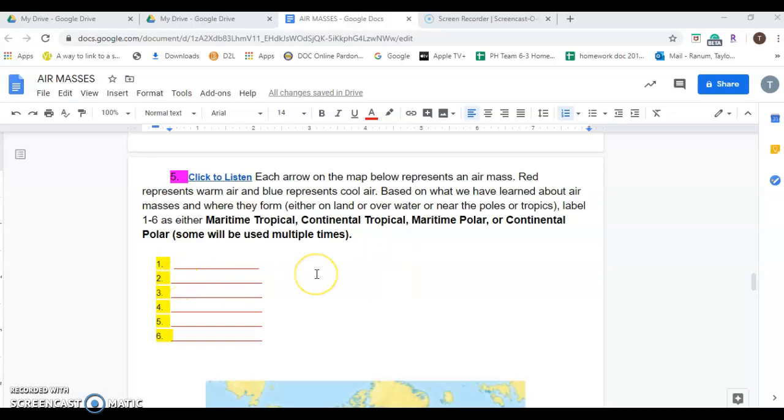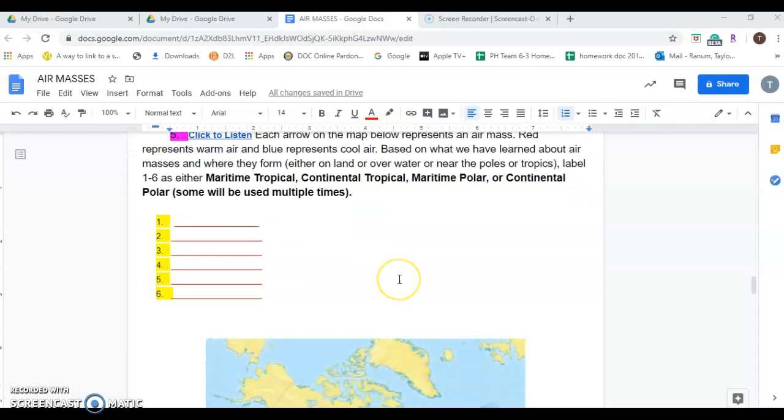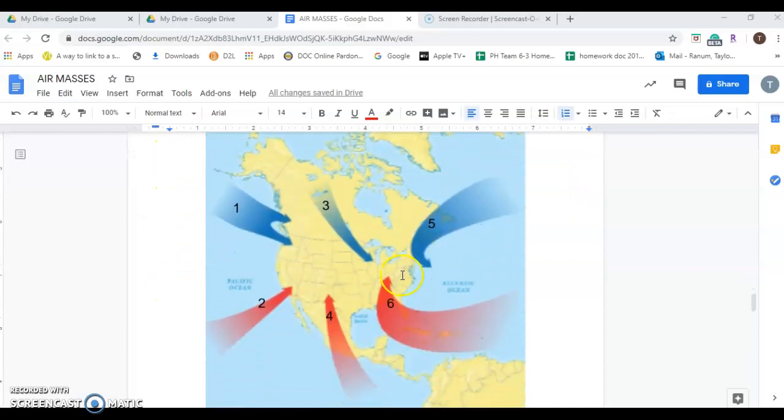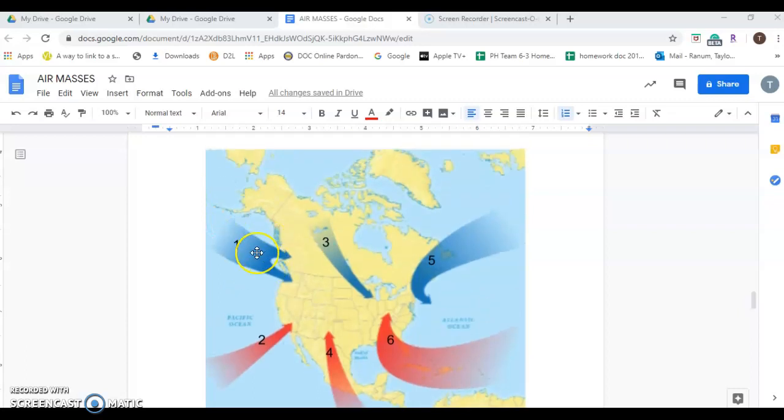So I'll do number 1 with you guys. We're going to scroll down to the map here, and we're going to locate number 1. Okay, so it's a blue arrow. That's our first clue that it is going to be cool air. So we already can narrow that down. It's going to be a polar air mass and not a tropical. Your tropical ones are probably going to be down here with the warm air.